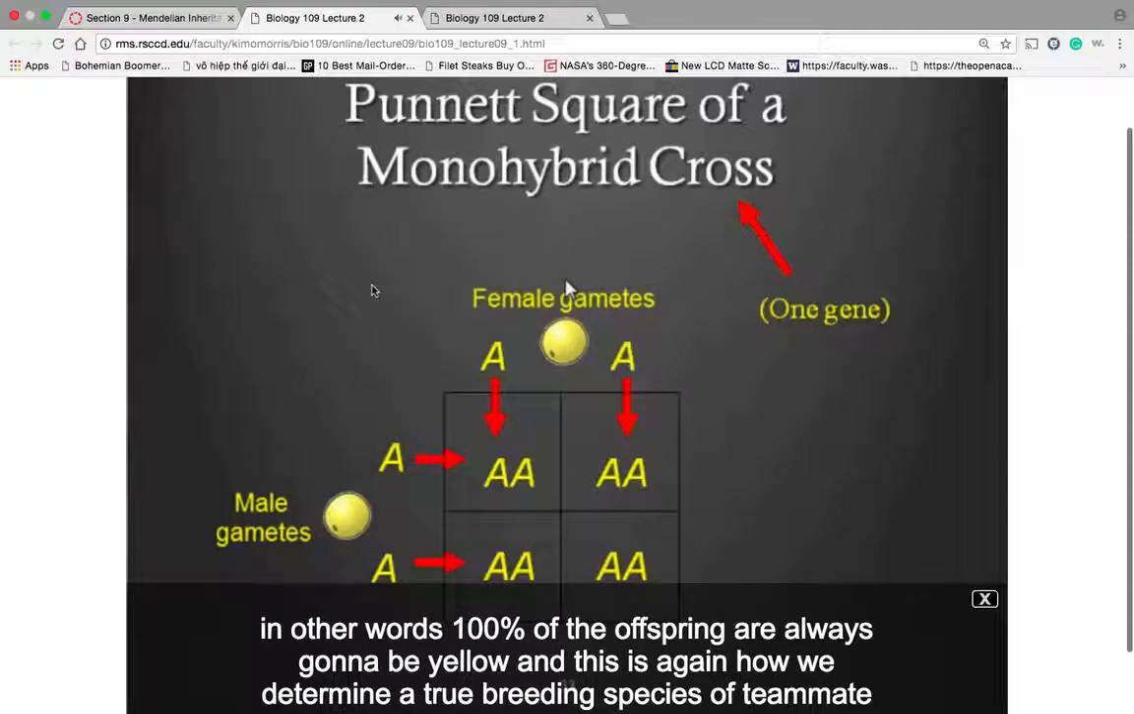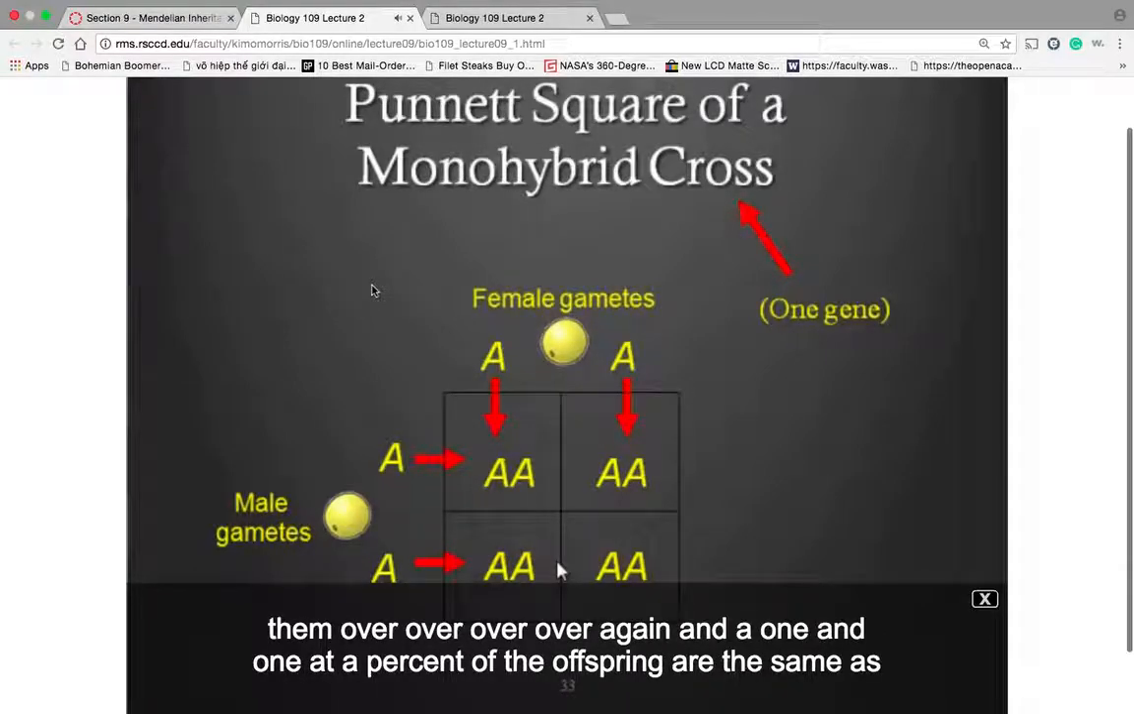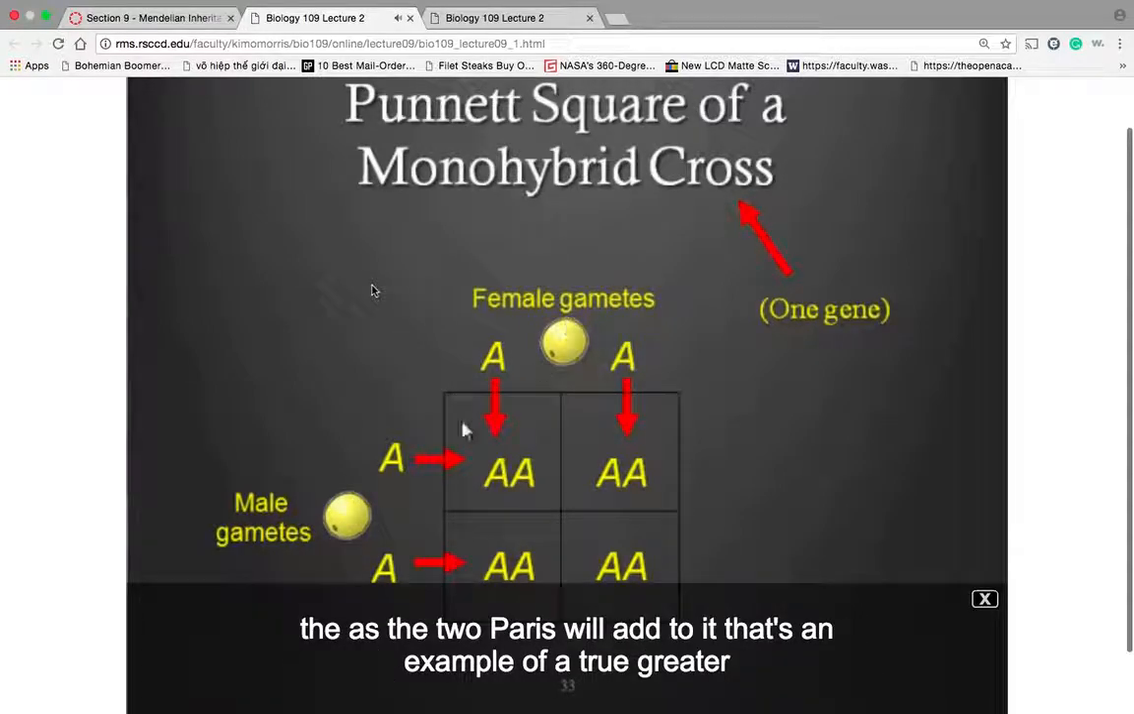In other words, 100% of the offspring are always going to be yellow. And this is, again, how we determine a true breeding species. If we made them over and over again, and 100% of the offspring are the same as the two parents, well, that's an example of a true breeder.